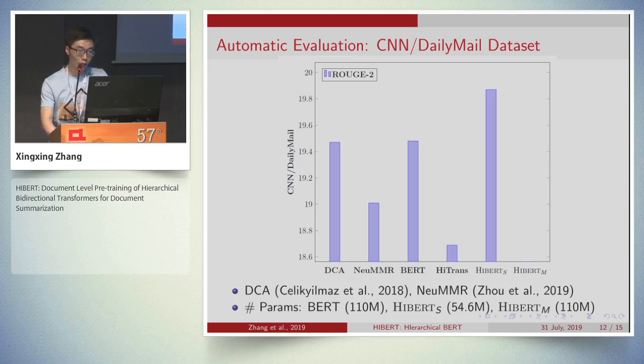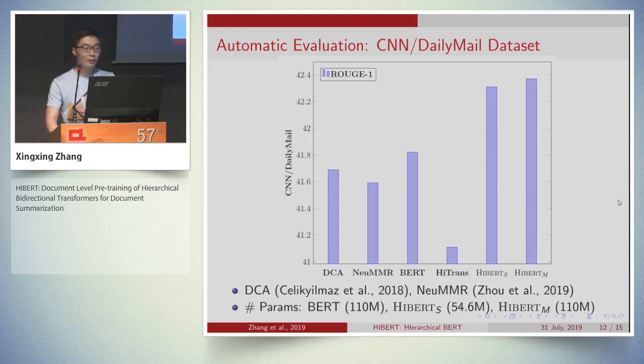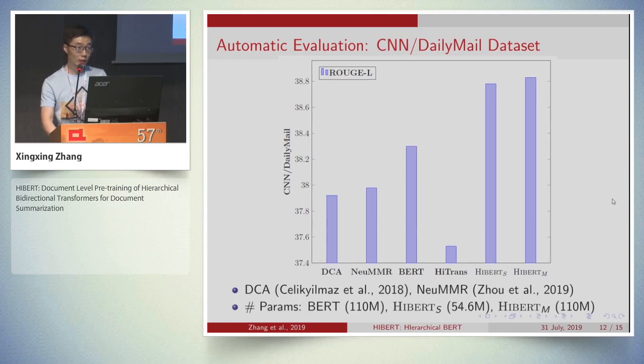But after doing the pre-training, our model, HIBERT S, outperforms all the models in comparison. If we make the model larger, it can obtain even better performance. I also want to point out that the trainable parameters in BERT are 110 million, but HIBERT S only has half the size of the trainable parameters. And here are the results on ROUGE-1 and ROUGE-L. They have similar trends. In summarization, we usually report ROUGE-1, ROUGE-2, and ROUGE-L.